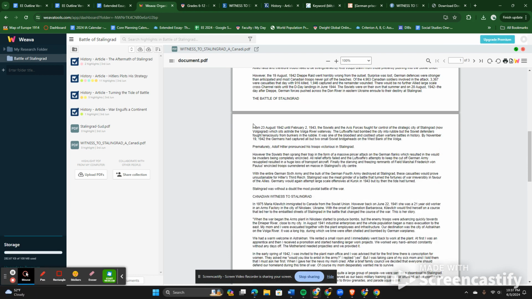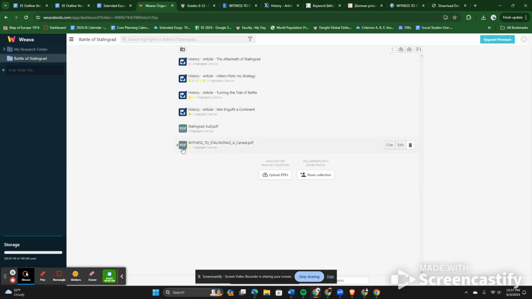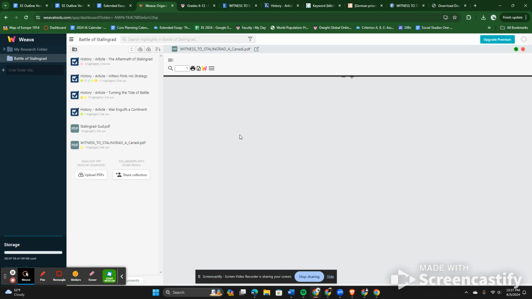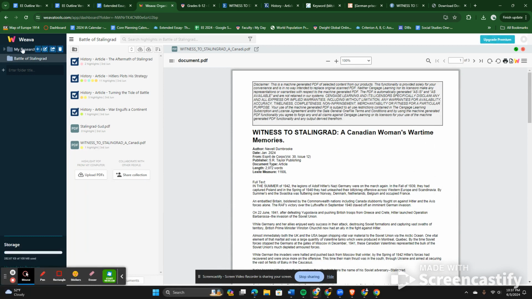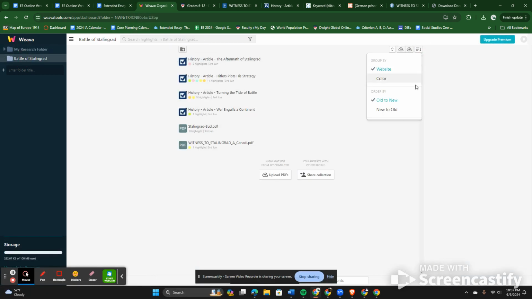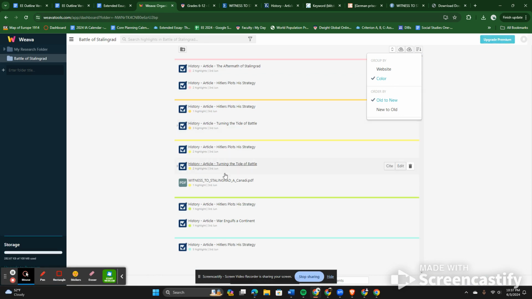So I can go down to the Battle of Stalingrad and talk about, here it looks like the Soviets springing a trap. So I'm going to highlight this section. That is a Soviet strategy, so I'm going to highlight that yellow. And I go back now and I see I have a yellow highlight here. And it saves it, and it will allow me to organize it as well. If I go into this, now it pops up here as well, whether it's a web page or a PDF. So hopefully this was helpful.